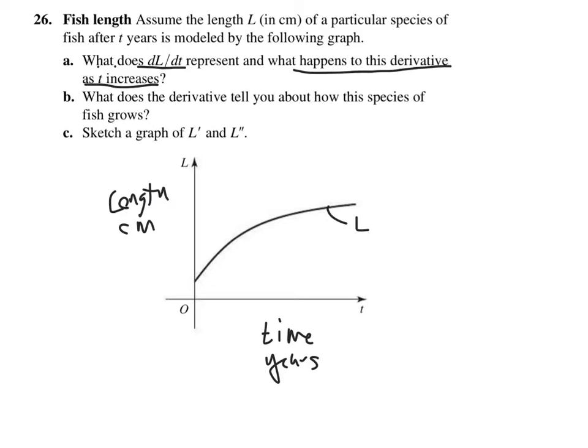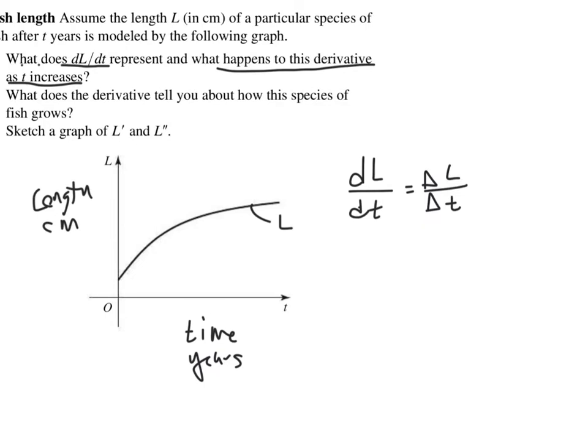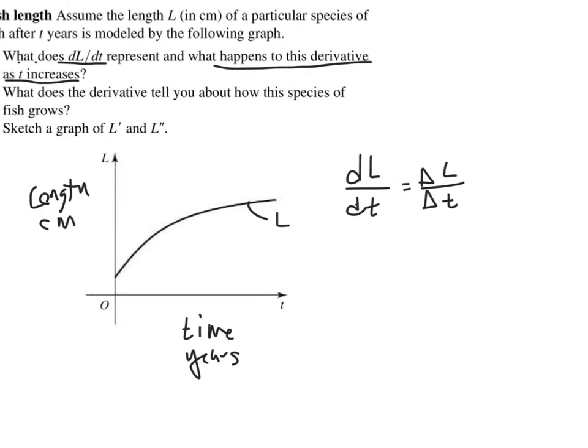So if I were to calculate dL/dt, then you have to think of this as similar to the change in L divided by the change in T, the slope of that. To put some labels on it, I want to replace my L over here with centimeters. So change in centimeters divided by the change in years. So the derivative represents centimeters per year.